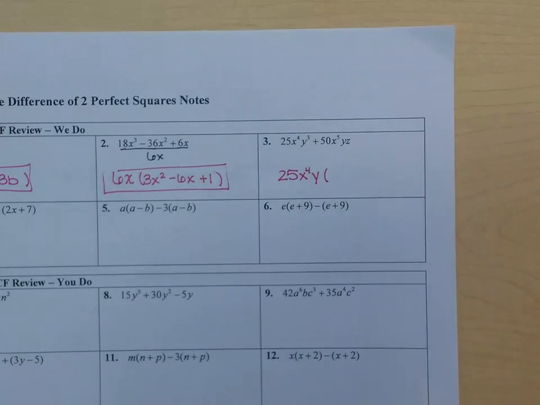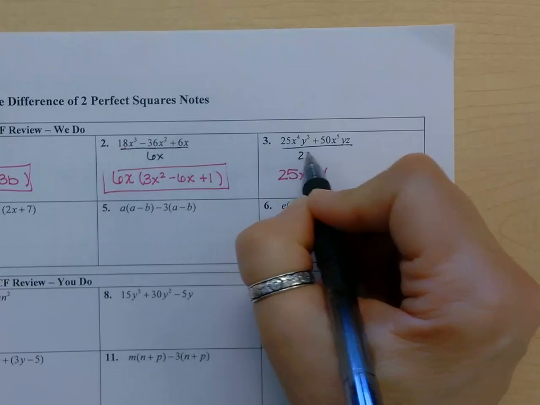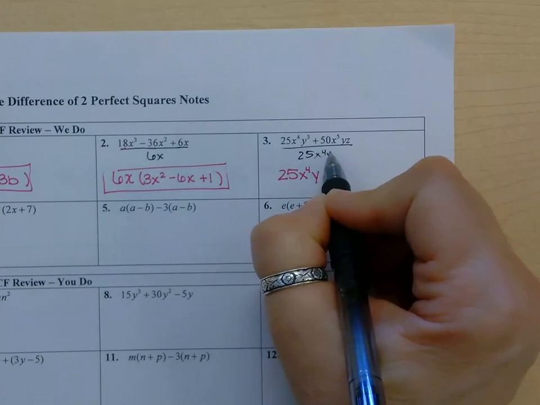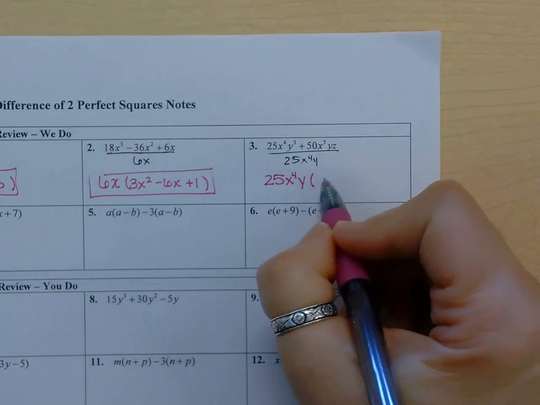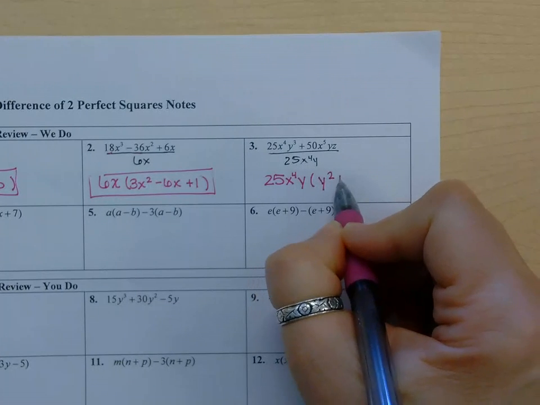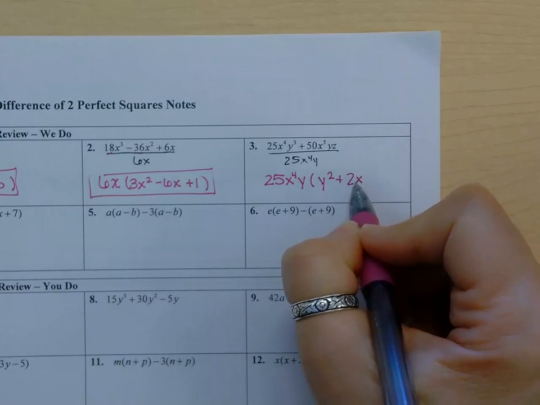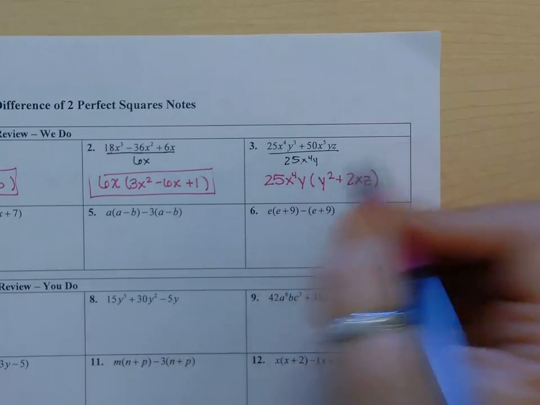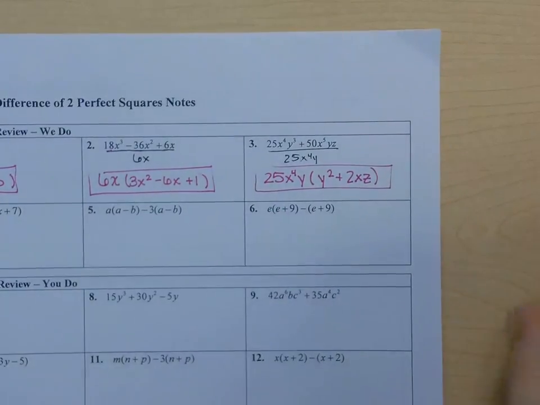So now when I go back and divide by 25 x to the 4th y, I get 1y squared, and if you want to write a 1 there, that's fine, plus 2xz. And there's your answer.